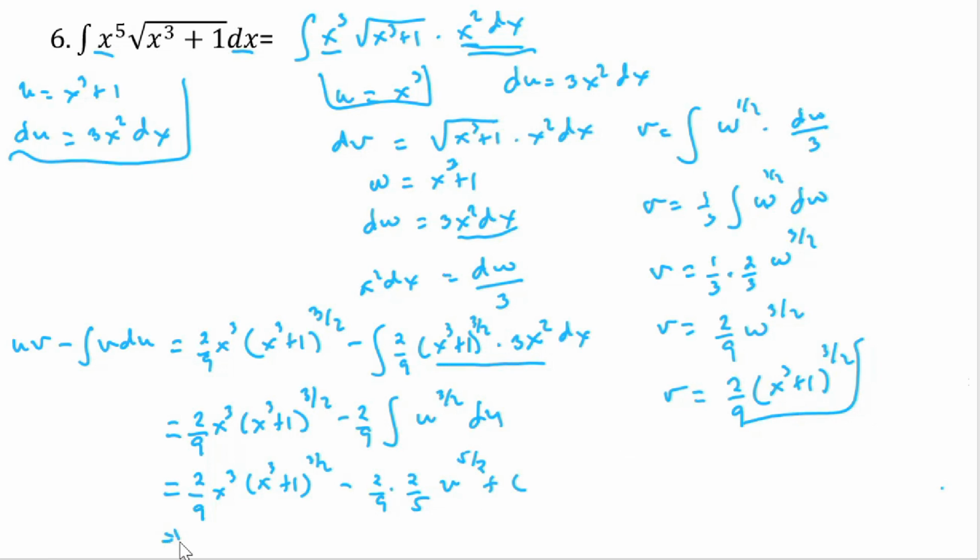So I will copy this one now. We have 2 over 9 of x cubed times x cubed plus 1 to the power of 3 halves minus 4 over 45, and then take the meaning of u, which is x cubed plus 1 to the power of 5 over 2 plus a constant.